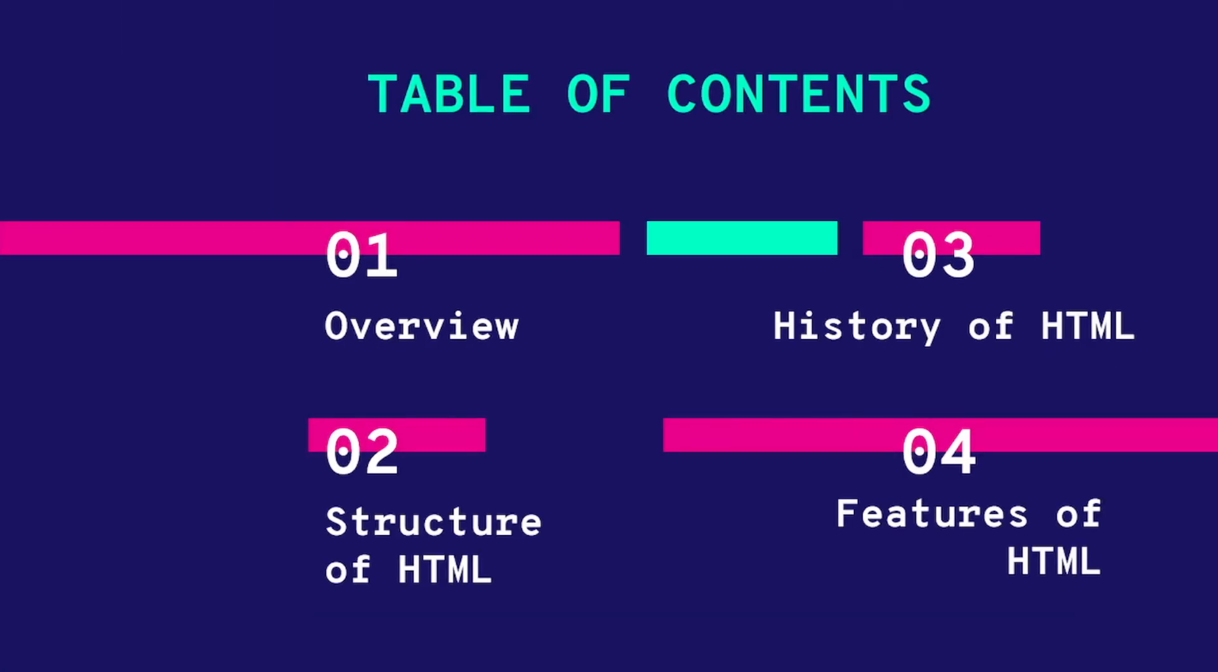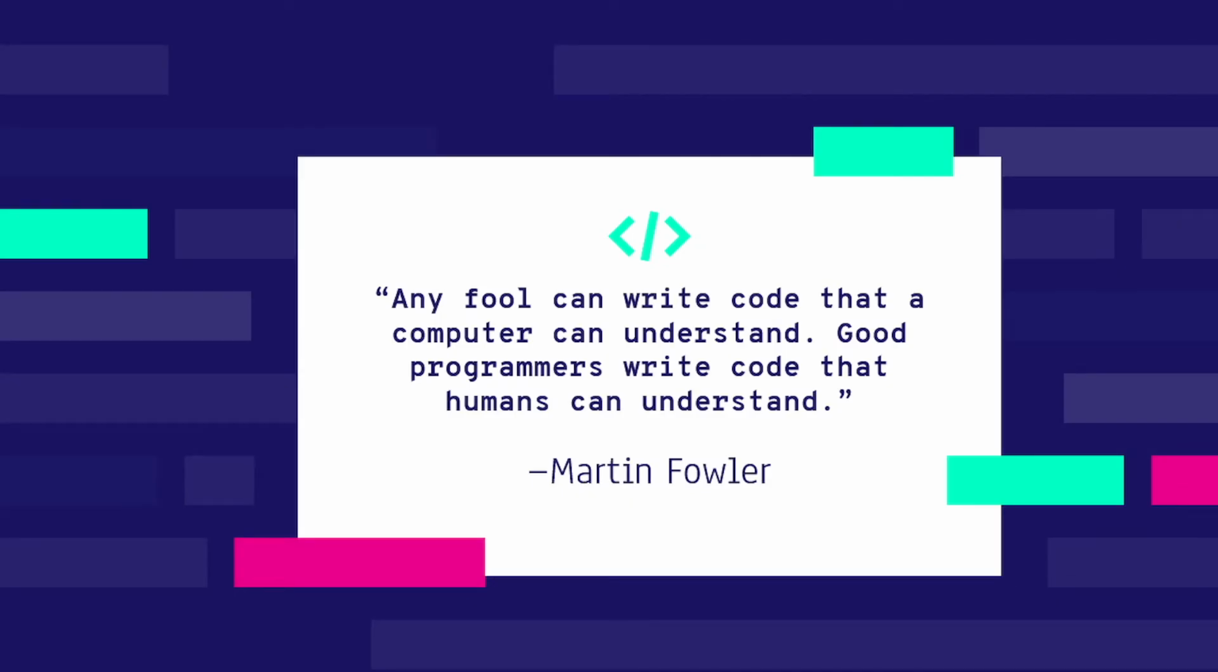Before that, let's see what is the table of contents in which we learn the things in this slide. First, we'll see the overview of HTML, then the history of HTML and the structure of HTML, and at the end, we'll be discussing features of HTML. So there is one very good quote by Martin Fowler: any fool can write code that a computer can understand. Good programmers write code that humans can understand. So let's jump to our lesson with this beautiful quote.